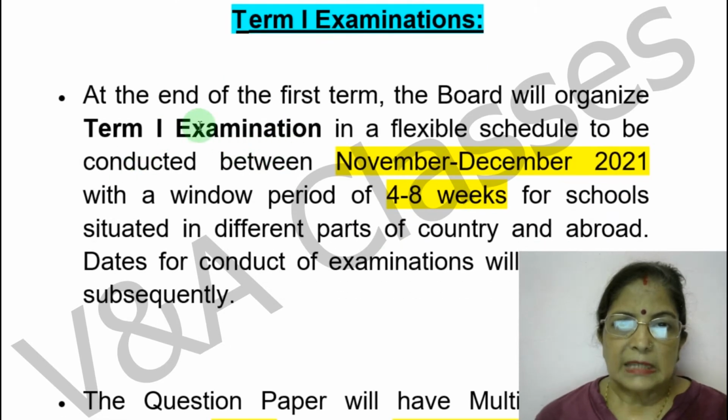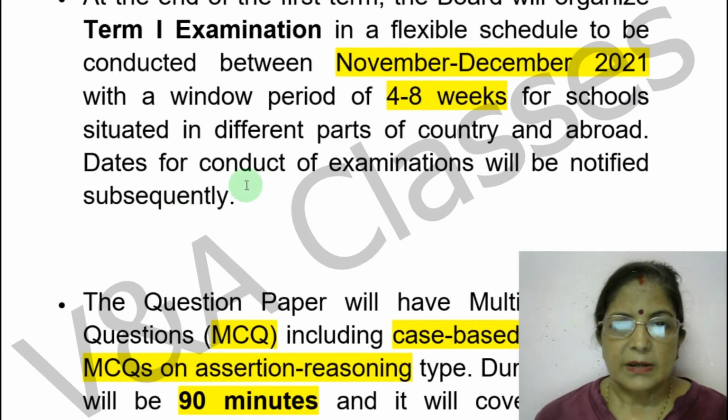Okay? At the end of the first term, the board will organize the term 1 examination in a flexible schedule to be conducted between November to December 2021, with a window period of 4 to 8 weeks for schools situated in different parts of the country and abroad. Dates for the conduct of examination will be notified subsequently.